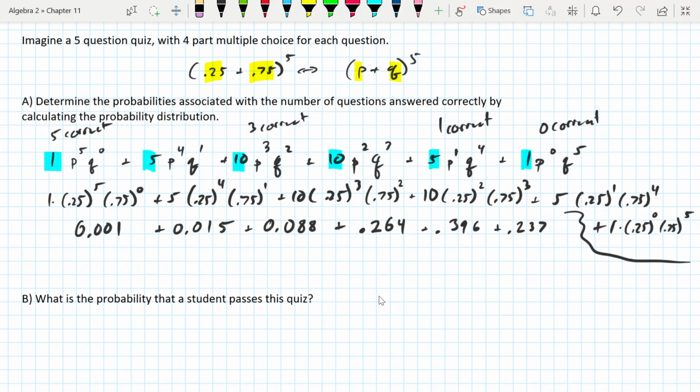Hey, look at that. It was this guy right up here that was the problem. It's so unlikely that you'll guess and get all 5 correct that it's not even the actual error inside of the problem. Interesting stuff. Okay. So that is part A.